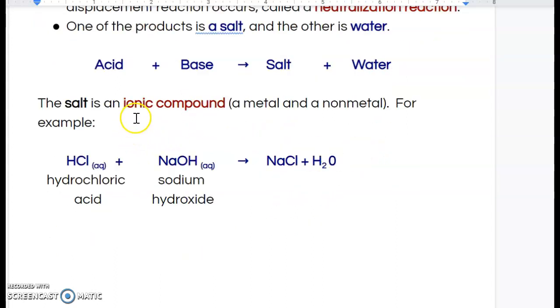The salt is an ionic compound, a metal and a non-metal, for example. So you have hydrochloric acid plus sodium hydroxide. Sodium hydroxide is the base, hydrochloric acid is the acid. And then you're left with sodium chloride plus water. You have salt plus your water.